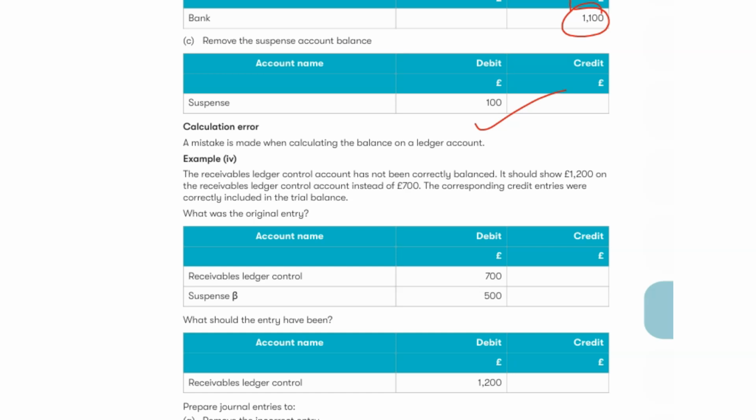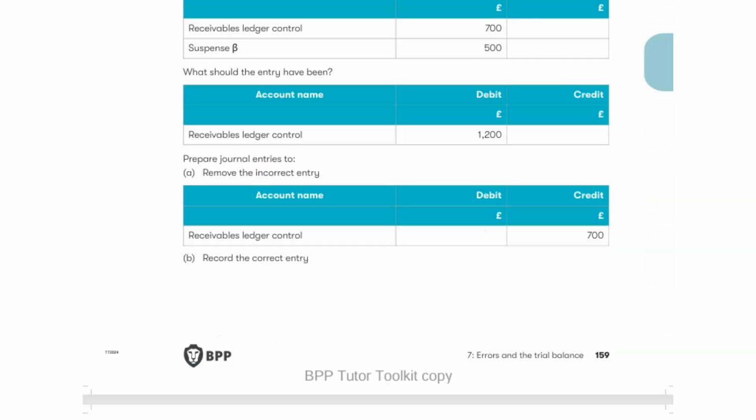Calculation error. Receivables ledger control has not been correctly balanced. It shows 1200 on the receivables control account instead of 700. It should have been 700, but it shows 1200. So you need to make it down by 500, shouldn't you? Receivables ledger control is a debit balance, so you need to make it credit. Receivables ledger control credit 500 and suspense debit 500.